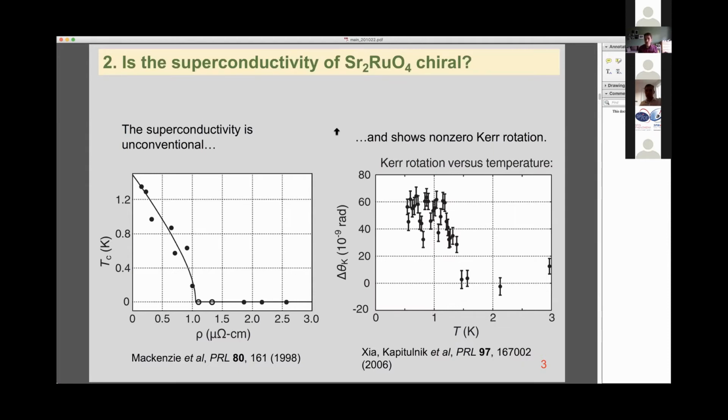What makes it more unusual is the indications of chirality. So this panel on the right is the Kerr rotation versus temperature, the angle by which the polarization of light rotates when it is reflected from the sample. So there's a non-zero Kerr rotation that onsets at Tc. So this indicates that the superconductivity has a rotational sense, in other words, that it is chiral.